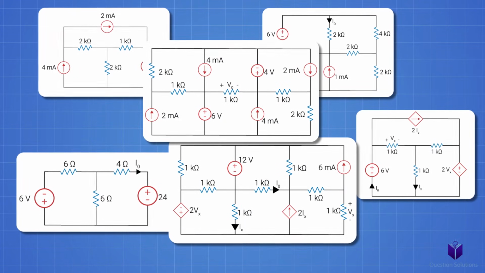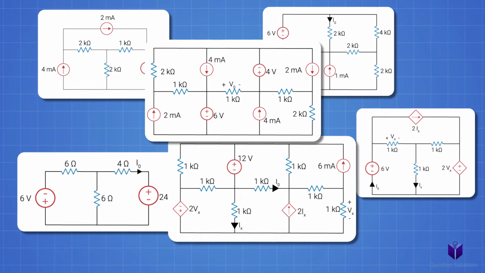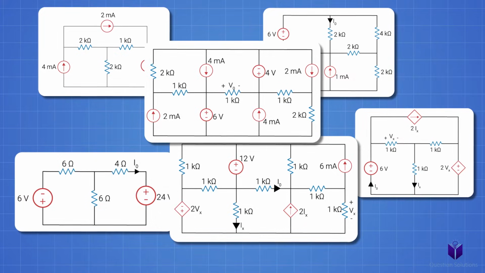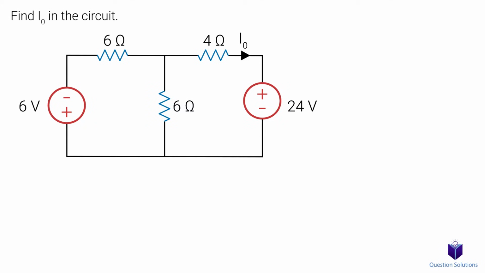Now the rest of mesh analysis, including loop equations and supermeshes, is much easier to teach through examples, so let's get to it. At the end of the video, I will go over some quick tips and notes on when to pick nodal analysis over mesh analysis and vice versa. Let's start with a nice and easy example where we need to find I0. We see there are 2 meshes in this circuit, so we will need 2 equations to solve this problem.